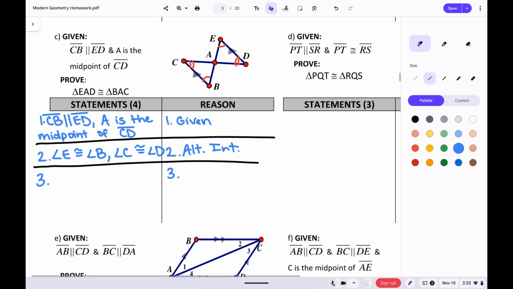So CD is the whole thing, A is in the middle. What pieces would now be equal to each other? CA and DA, right? And we want to be careful about how we name those. We want to keep like markings together. So I said CA, which means we have to say DA, because C and D are both marked the same way and A is shared in the middle. And so I'm going to say definition of midpoint.